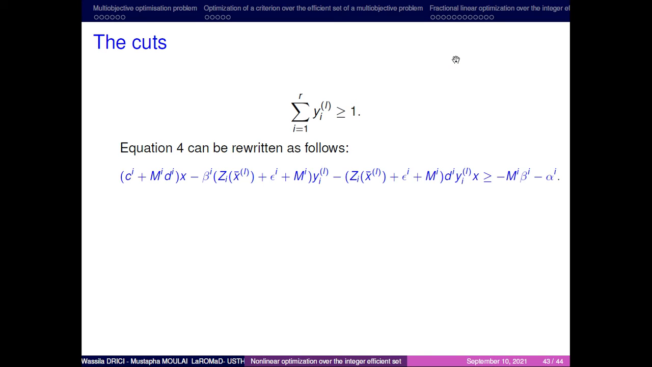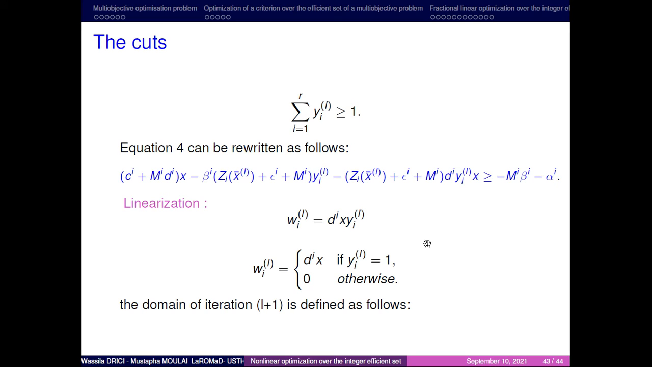After developing equation 4, it can be written as follows. This constraint is not linear due to the term DE YEL X. However, since YEL in 0, 1, we can transform it to a linear constraint by introducing a new variable WEL equal to DE X YEL.